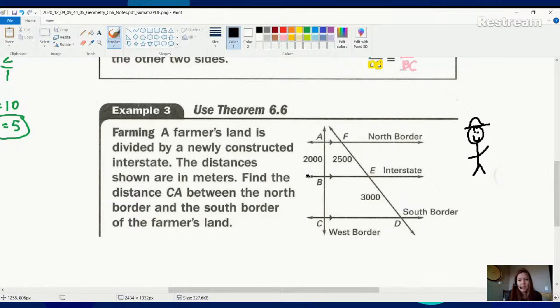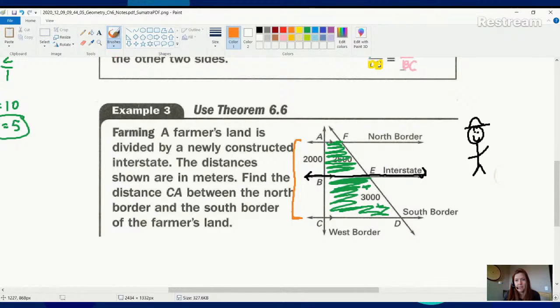And they came in and they built this big interstate right down the center of my farm. Here's the interstate. Hopefully Farmer Joe or Josephine got a lot of money for that. The distances are shown in meters. Find the distance between the northern border and the southern border of the farmer's land. So the farmer's land is this area here. Oh, I just colored over one of my numbers. Okay, so here's the farmer's land, and we want to know the distance between the northern border and the southern border.